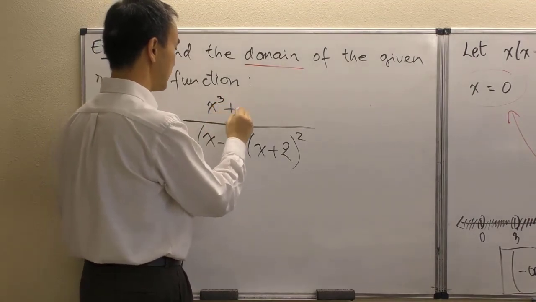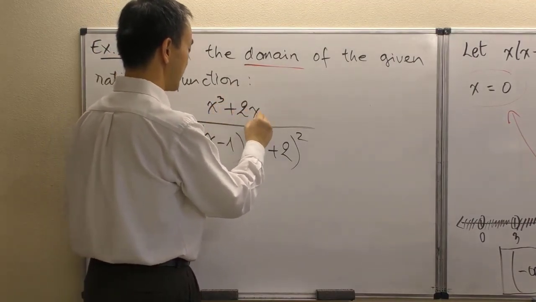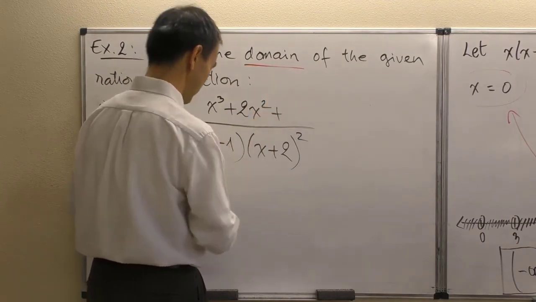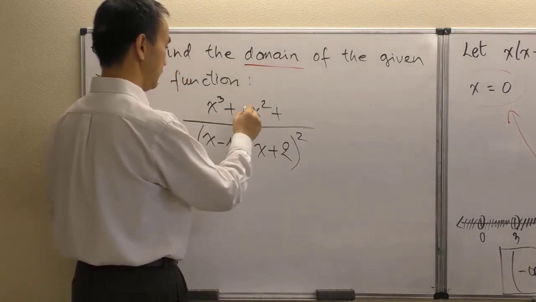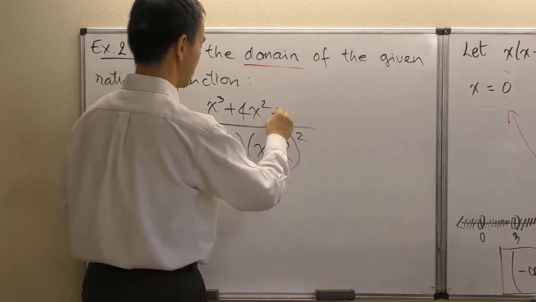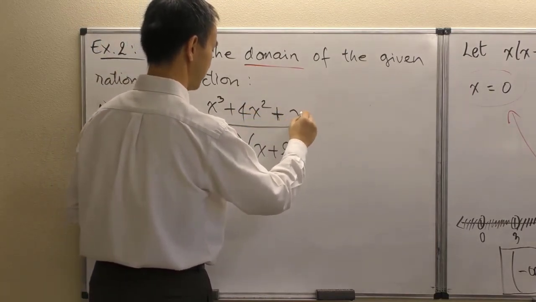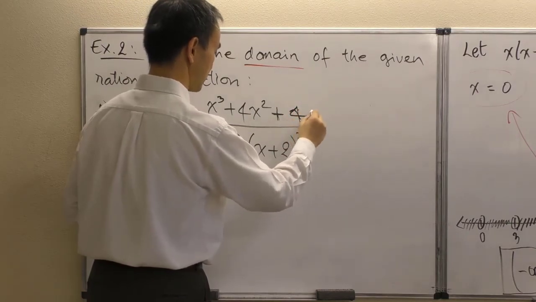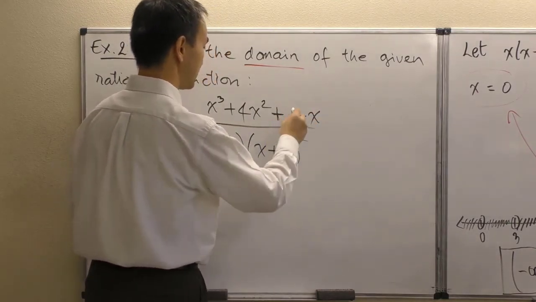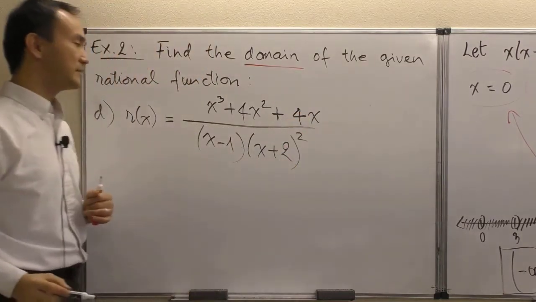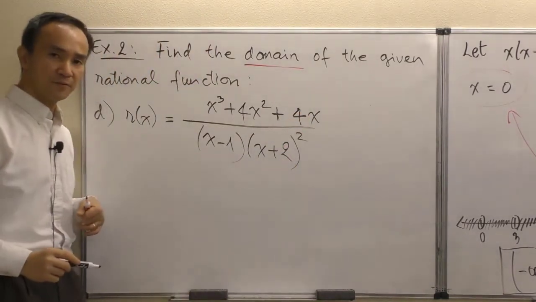x cubed plus 4x squared plus 4x. All right. x cubed plus 4x squared plus 4x.